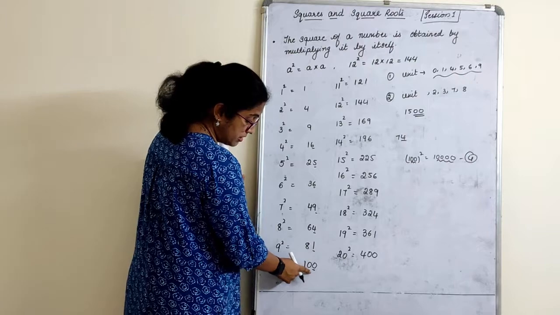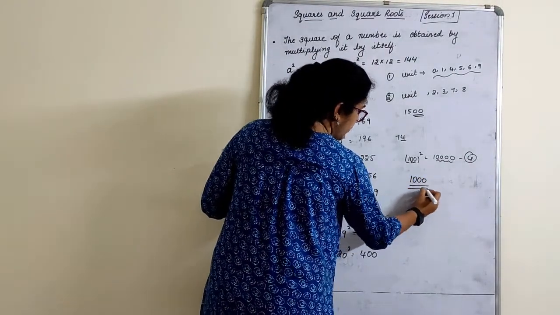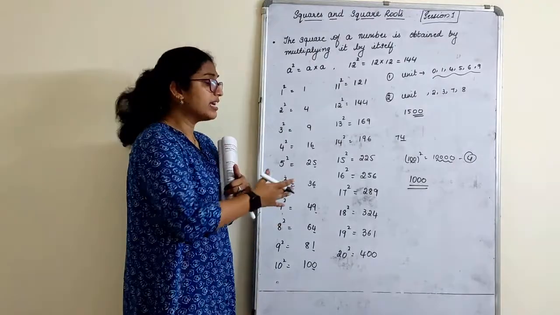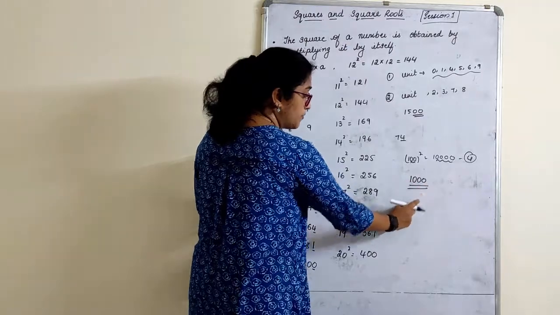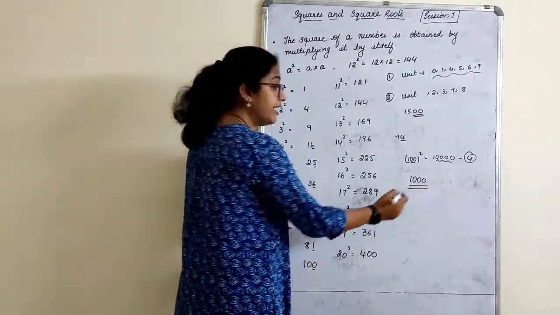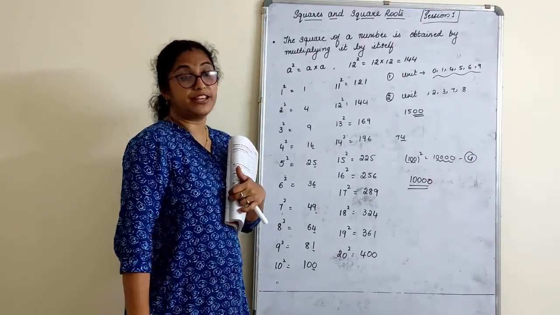Suppose this is 100, right? If I tell you 1000, is 1000 a perfect square? No. Looking at the number, I can tell 1000 cannot be a perfect square. Why? Count the number of zeros. Only 3 are there. If it was 10,000, then it would have been a perfect square.